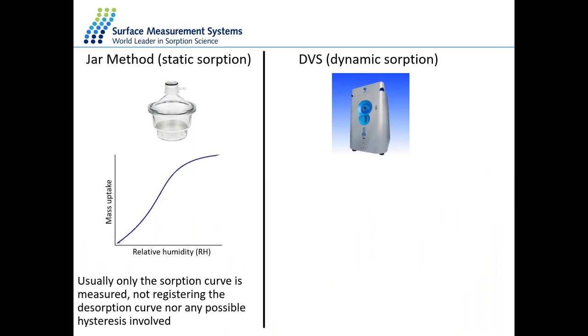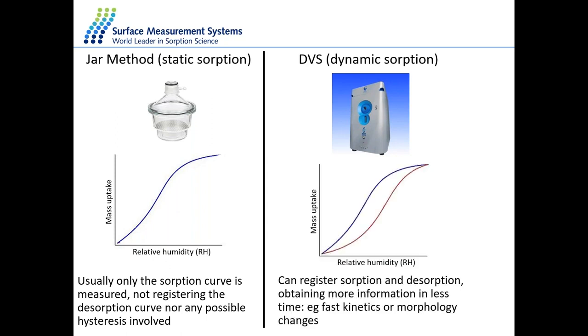Now, if we record the data and we plot them as an isotherm, which is the plot of relative humidity over percentage mass change, you will see that the jar method only offers data from the absorption kinetic, while the dynamic vapor sorption will give us data from absorption and desorption, as well as the gap of hysteresis, which is the difference between these two lines, which we talked about before, and we're going to analyze them in a second.